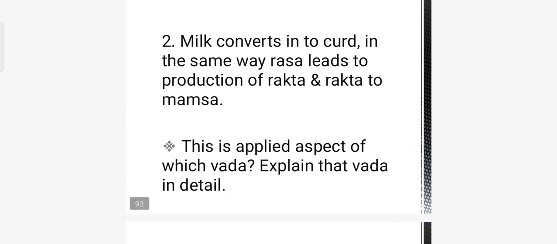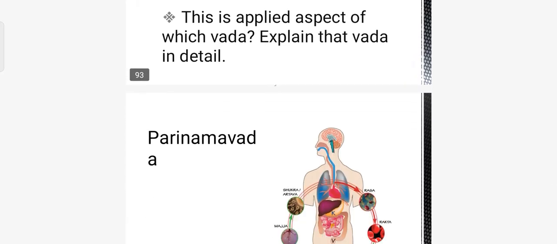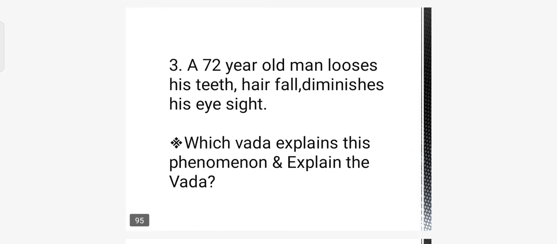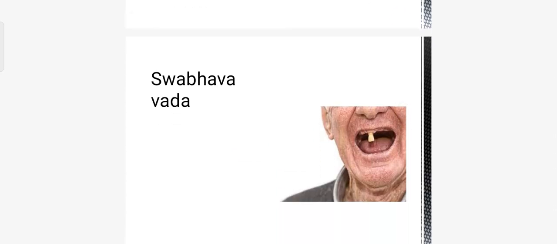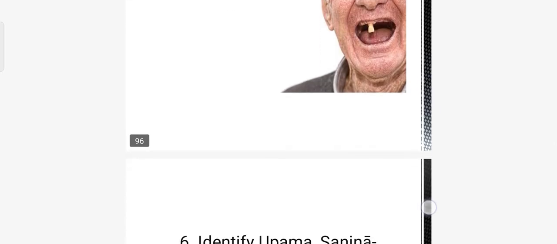So moving on to the next: explain, milk converts into curd. So it is very directly Parinamavada you can see in the exam. Then a 72 year old man loses his teeth, hair falls, and eyesight diminishes. You can see that it is nothing but Swabhavavada, because there is a change in the physical appearance, the falling of hair and loss of vision, which is Swabhava. Vayaha Vruddhatva is a Swabhava which can be seen.